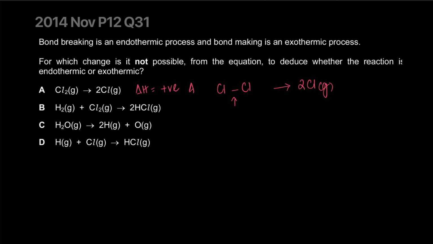Over here, bonds are being broken and bonds are being formed, but we don't know their energy. So if a lot of energy was taken in to break these bonds, but very little energy was given out when these bonds were formed, or vice versa, could happen. Because both things are happening, we can't tell.